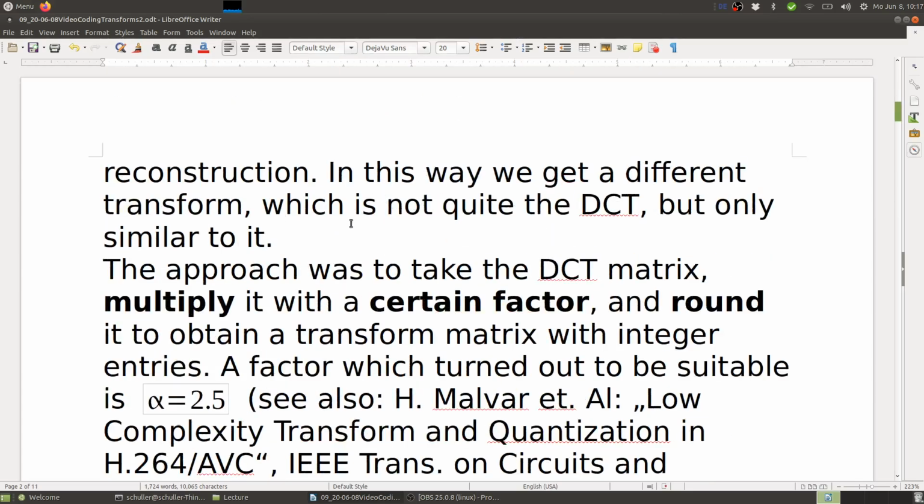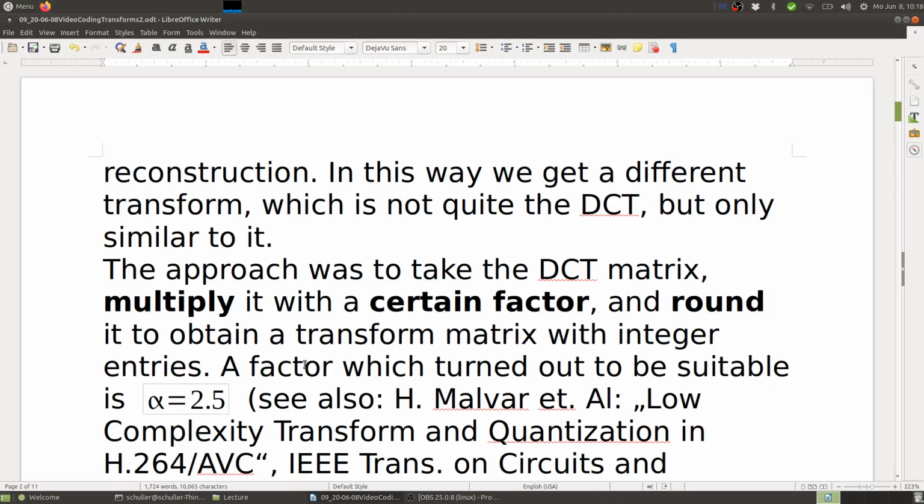And in this way, we get a different transform, which is not quite the DCT, but only similar to it. But still, it has the same properties, and in the end, we get perfect reconstruction. So, good thing. So the approach here was to take the DCT matrix and multiply it with a certain factor and round it to obtain a transform matrix with integer entries.